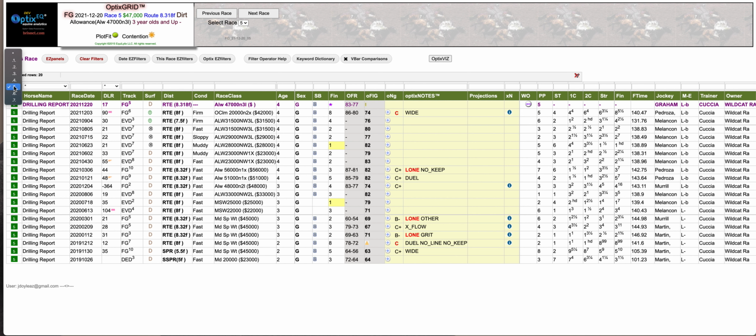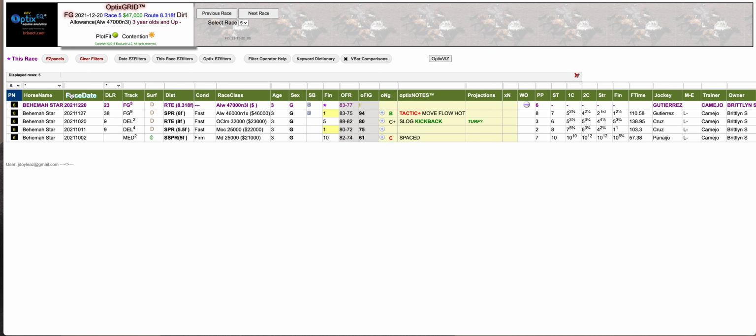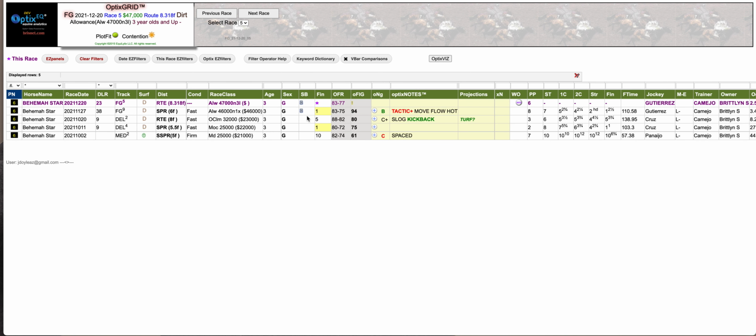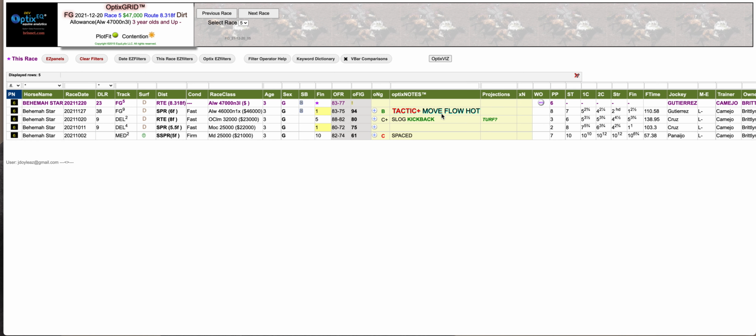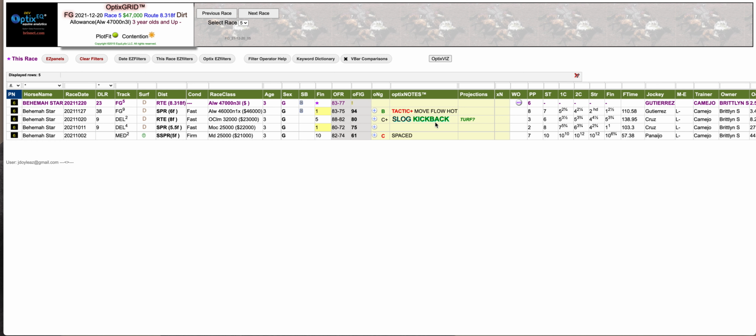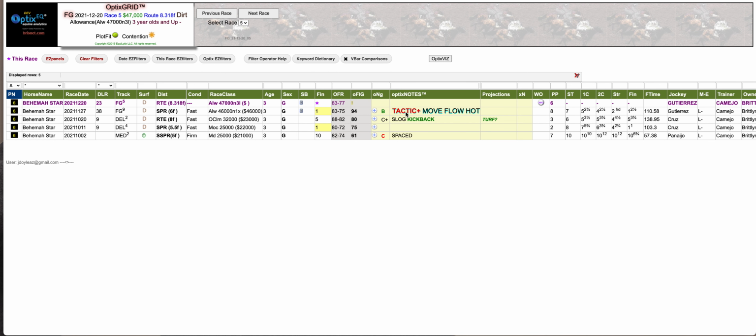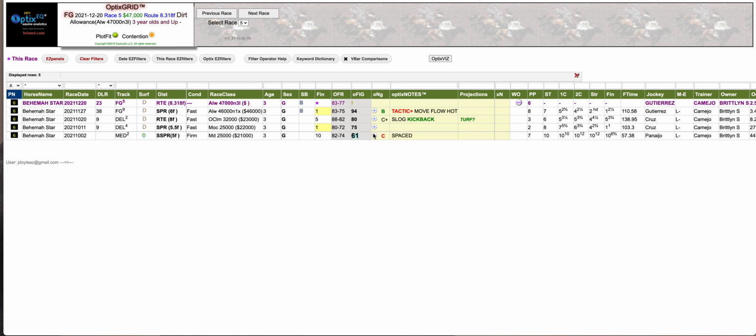So I'm just going to go to the 6 who looked really good on the plot. Yeah, I mean, he just ran that huge figure. It looked like he got a benefit of it, and thinking that he might be better for the turf anyway. I just think that's a horse that maybe we can take a shot against. Maybe he regresses off that big effort and runs more like what he's been running.